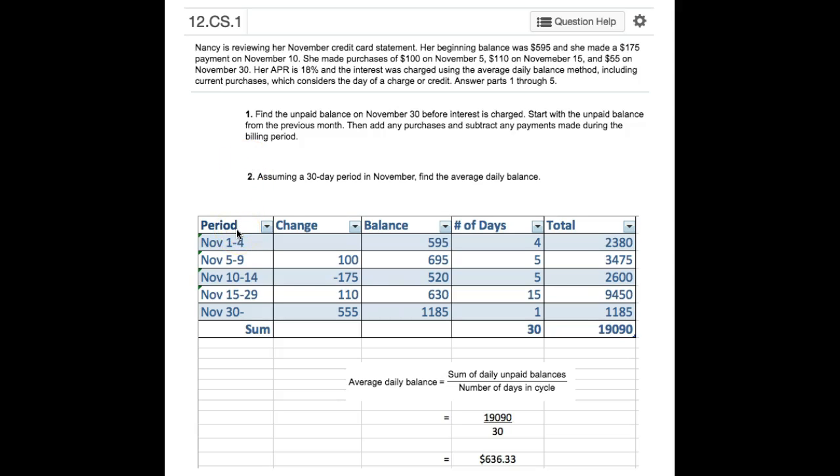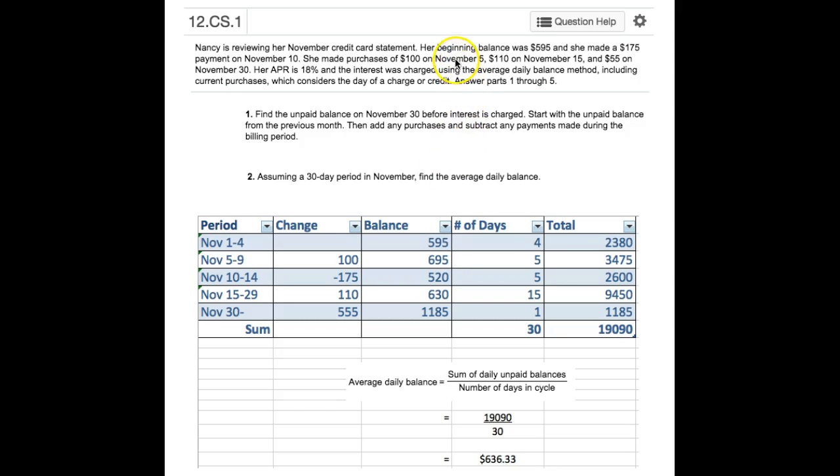What I've created on the screen is basically a breakdown of November, and what I'm indicating in the balance column is what the balance was on these days of November. To start out the month, her beginning balance was $595. It didn't change. Her balance was $595 on November 1st, 2nd, 3rd, and 4th. So on the 1st through 4th, the balance in that account is $595.